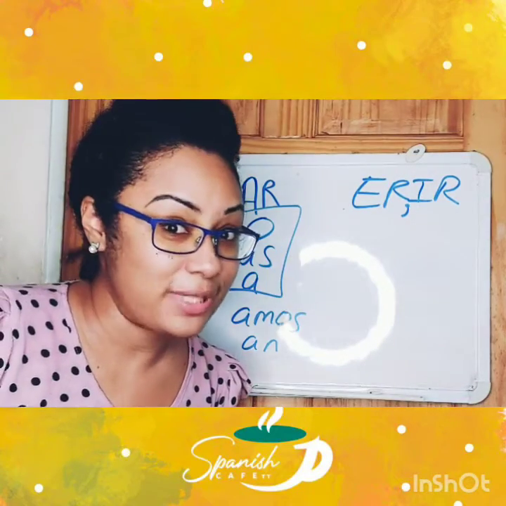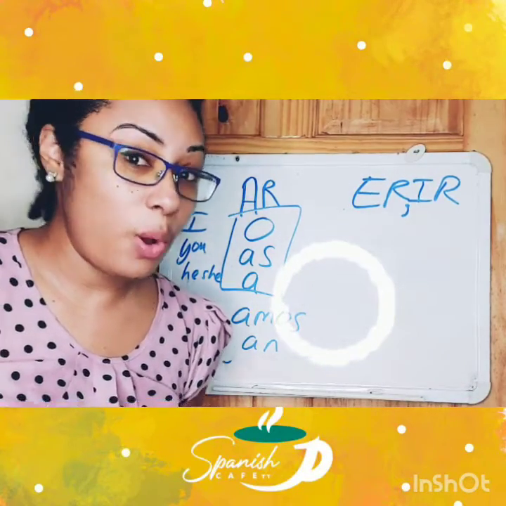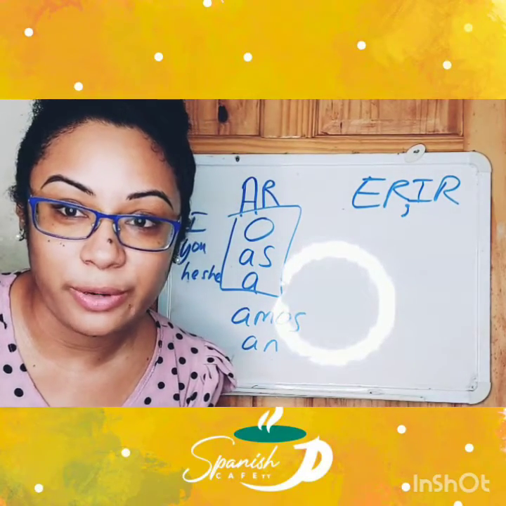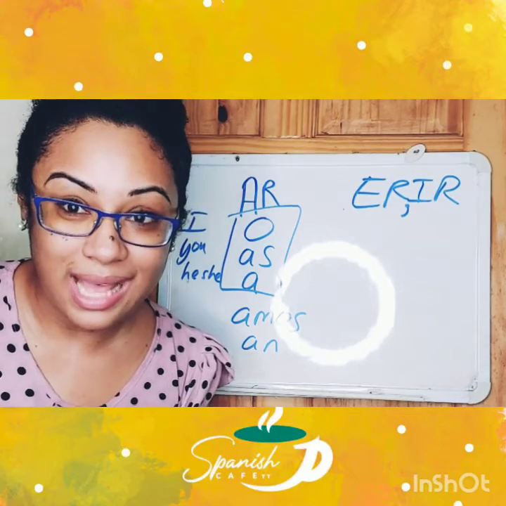O as a, amos an. O as a, amos an. O as a. I hope you said amos an. That was the whole point of me doing this stupid rhyme. Okay, so o as a, amos an.